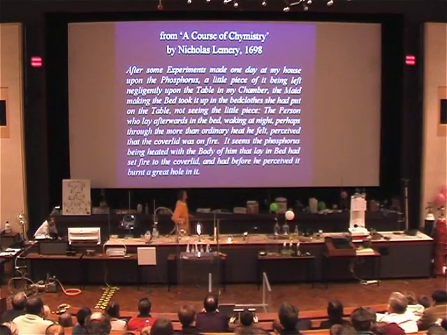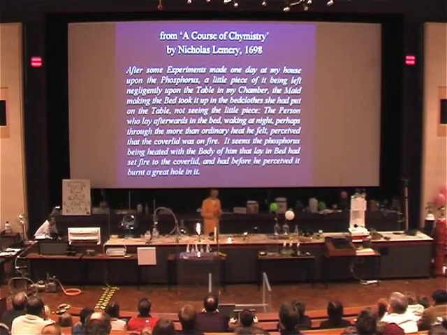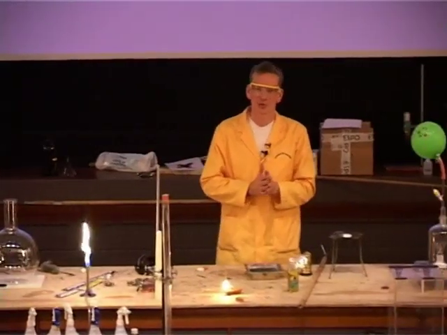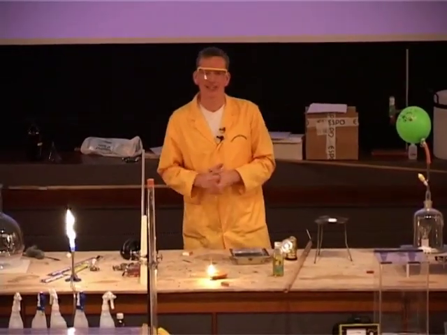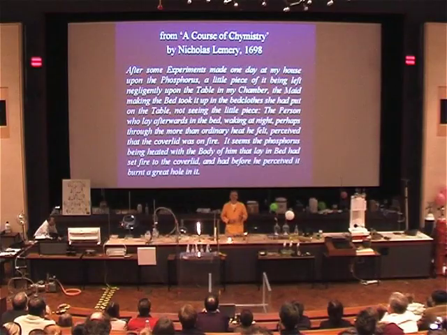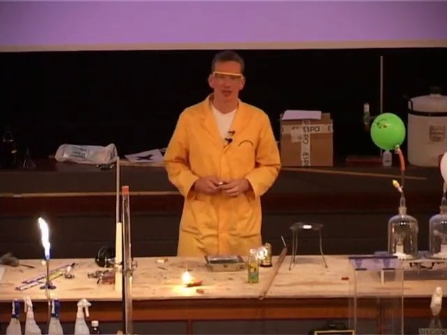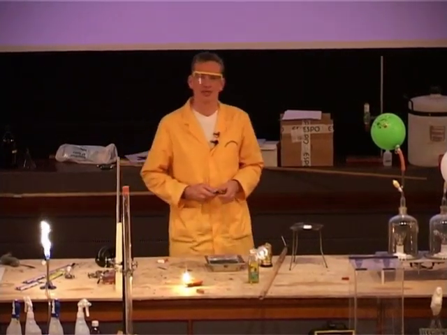Okay, here now is the description of phosphorus from 1698. And this was in a book called A Course of Chemistry by Nicholas Lemery. And he says, after some experiments made one day at my house upon the phosphorus, a little piece of it being left negligently upon the table in my chamber, the maid, making the bed, took it up in the bedclothes she had put on the table, not seeing the little piece.